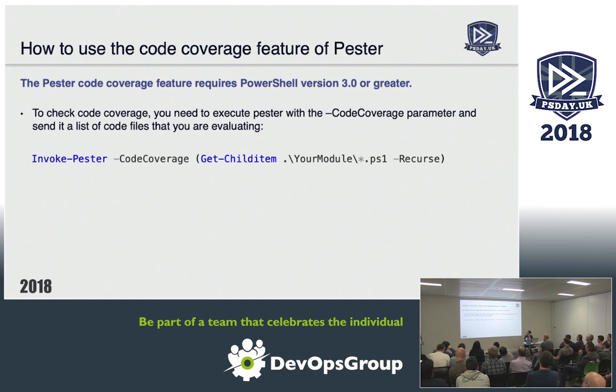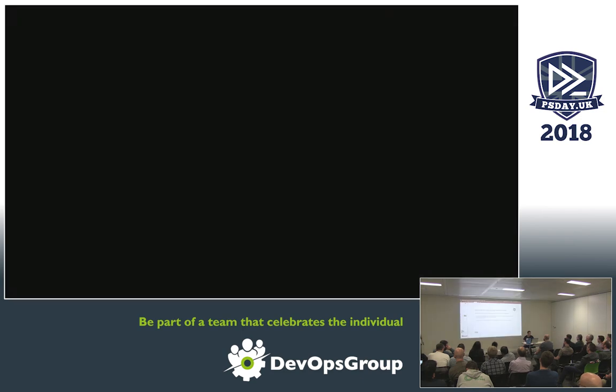You need to send it a list of files, and one of the easiest ways to do that is just to pass it a collection of star.ps1 files through Get-ChildItem, ensuring that you're not also including your test files themselves. In this case, my module has all my PS1 files underneath it and my test files live somewhere else. So you need to feed it a list of the code files, and then obviously you need to run Pester, have Pester execute the test files that relate to those code files. I'll show you an example of this.